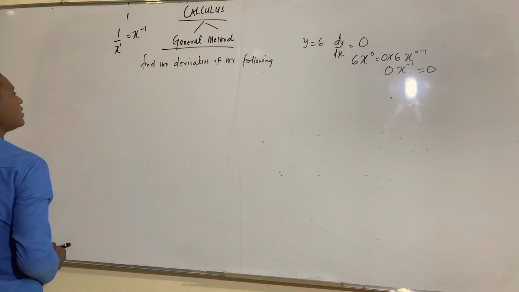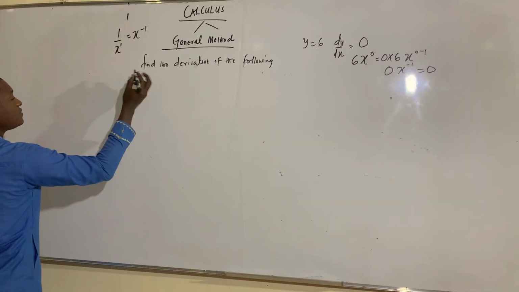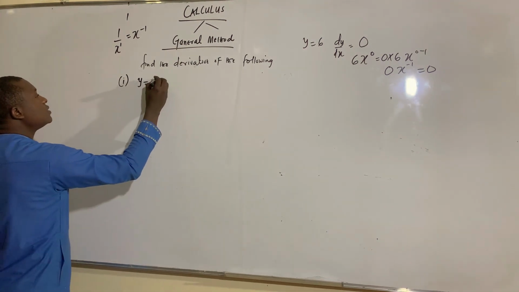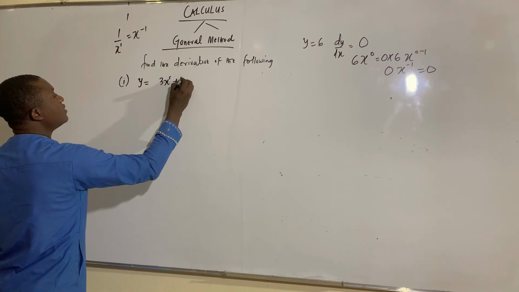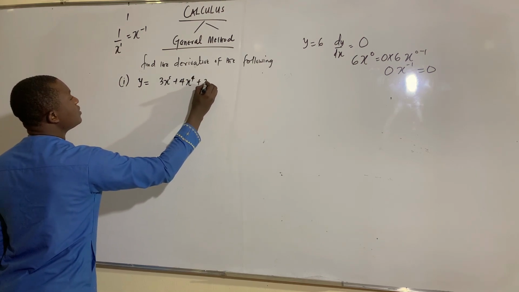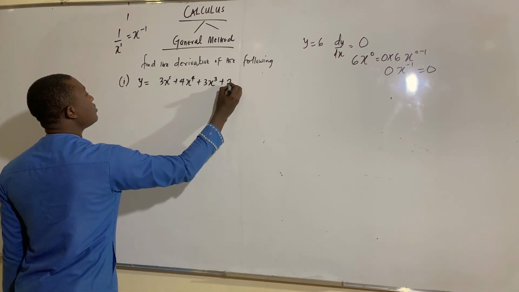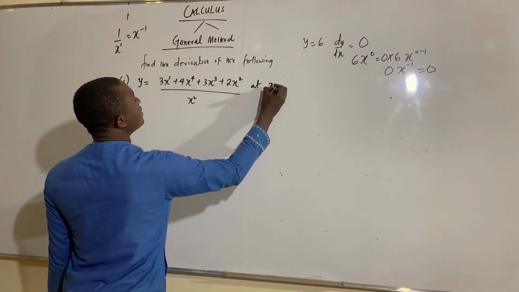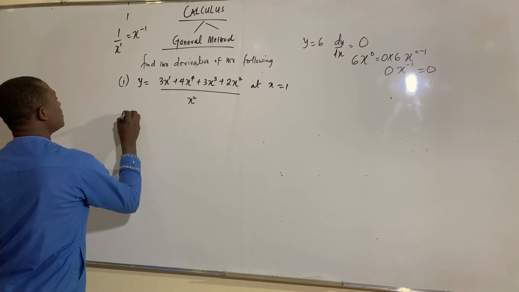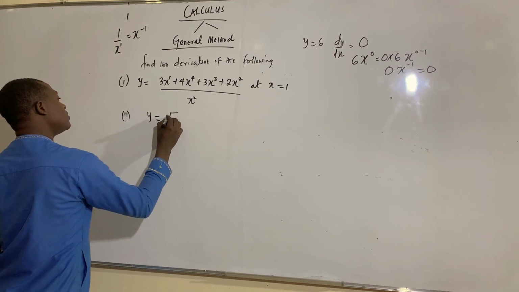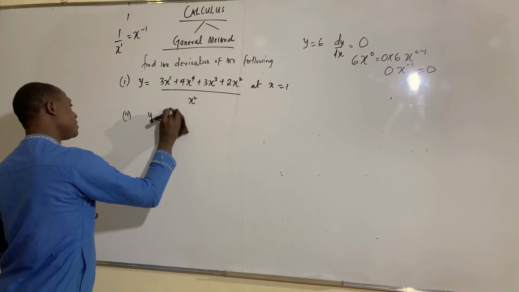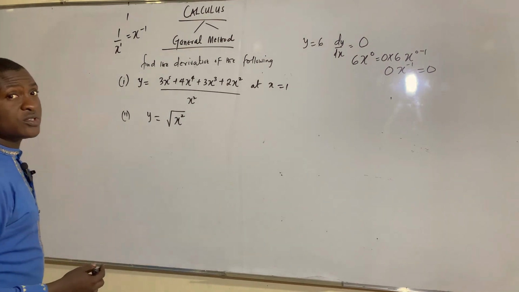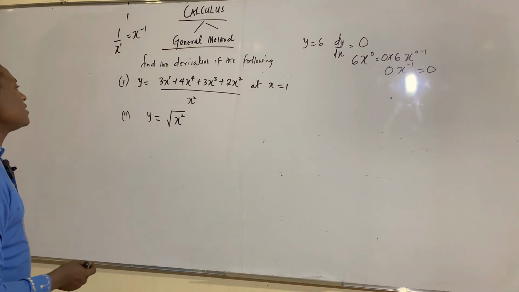Let's look at another one. They said, find the derivative of the following. Maybe the first one, y is equal to, let's say, (3x^5 plus 4x^4 plus 3x cubed plus 2x squared) all over x squared, at x equal to 1. The second one, they said y is equal to the cube root of x squared. So now, let's look at this one as well. We are still going to follow the same process, the same method.